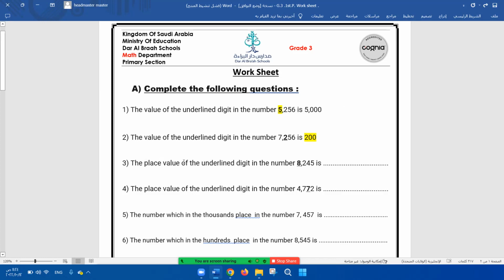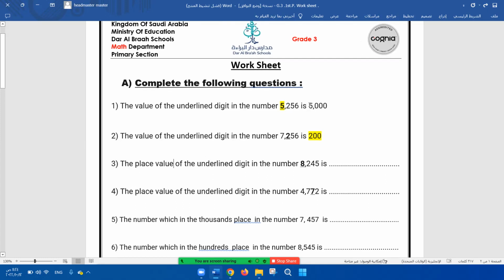Question 3, another idea. The place value of the underlined digit. Here there is a difference between place value and value. Okay, what is the difference between value and place value? The value of the digit, we write the digit in numbers and zeros according to the numbers in front of it. Like we did with 5 here, it has 3 digits in front of it, so we write 5000. Here 2 has 2 digits, so we write 200. 2 and 2 zeros.